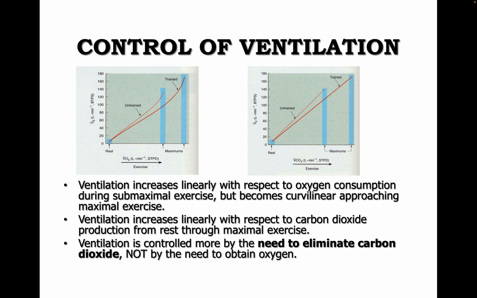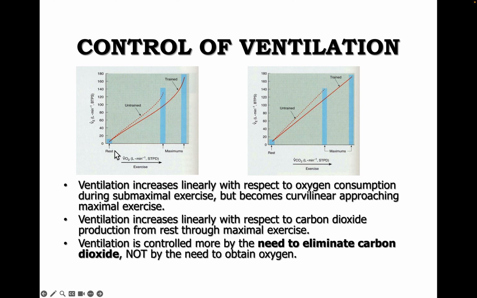A couple things I want to point out here. First of all, let's take a look at the difference between untrained and trained people. What you'll notice is that at rest, the amount of oxygen breathed in every minute and the amount of carbon dioxide being expelled every minute is going to be the same between untrained and trained. And that would make sense. At rest, your muscles aren't working, so you only need a set amount of oxygen to breathe in or a set amount of carbon dioxide to breathe out every minute.